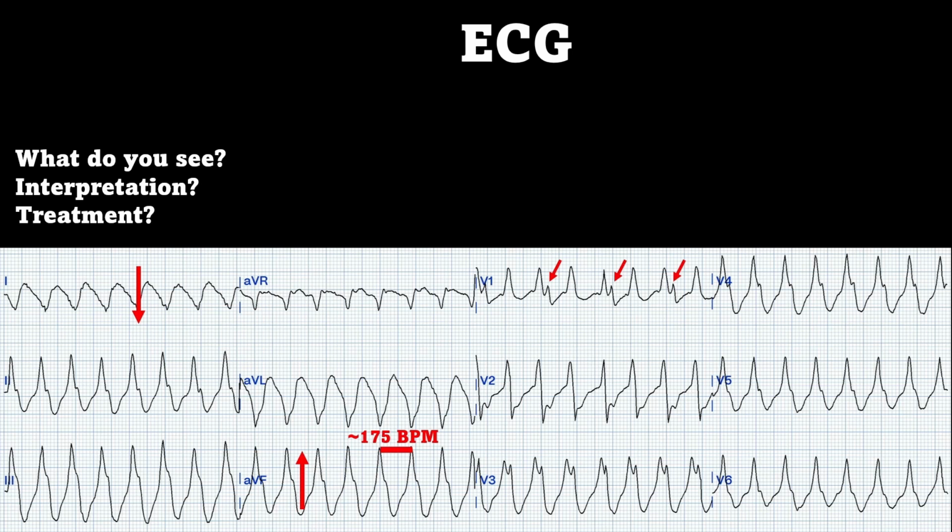Another small caveat I'd like to bring into this is if your QRS is over 1 big box wide or nearing 1 big box wide, start considering a tox or metabolic issue such as hyperkalemia, which can mimic ventricular tachycardia. So let's get into our treatments.